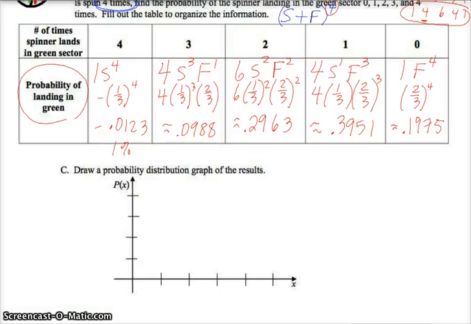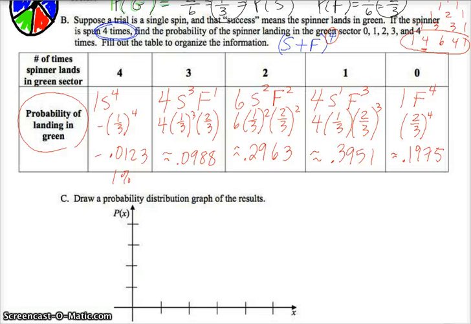Now, why might that be useful? I didn't do a follow-up question here, and I should have. It says, find the probability of the spinner landing in the green sector 0 times. That would be this probability, 1 time, this probability, 2 times, this probability, 3 times, this probability, 4 times, this probability.